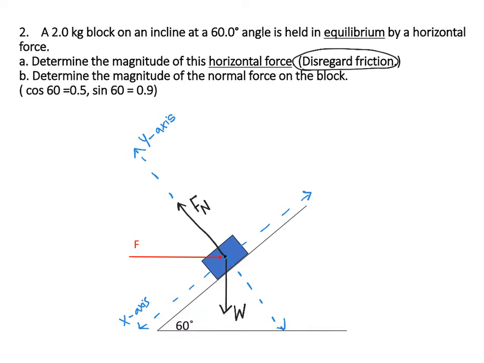Now we can see that the angle formed by the weight with the y-axis is 60 degrees, and hence we are going to find the components of W, which will be W cosine 60, and on this side it will be W sine 60.